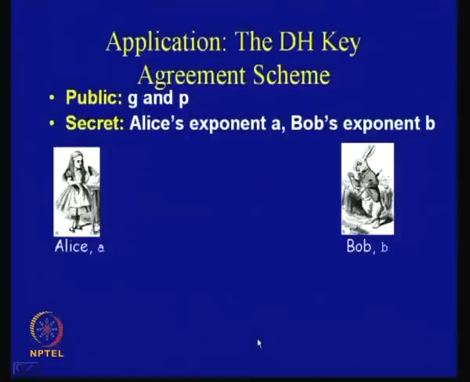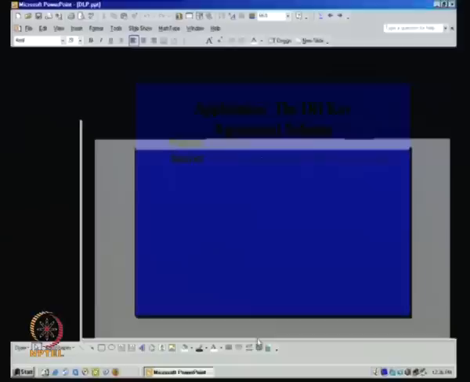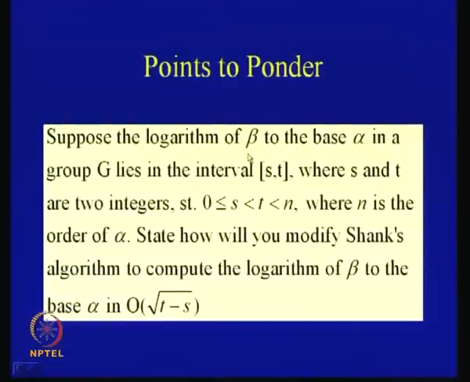I will continue with this discrete log problem in the next class, but a small point you can think about is this. Suppose the logarithm of beta to the base alpha in a group G lies in the interval s comma t, where s and t are 2 integers such that 0 is less than or equal to s is less than t is less than n, where n is the order of alpha.